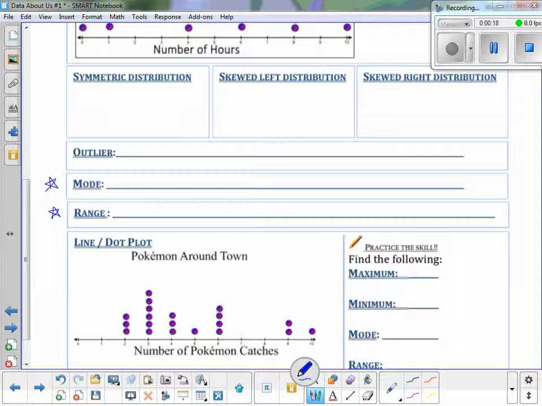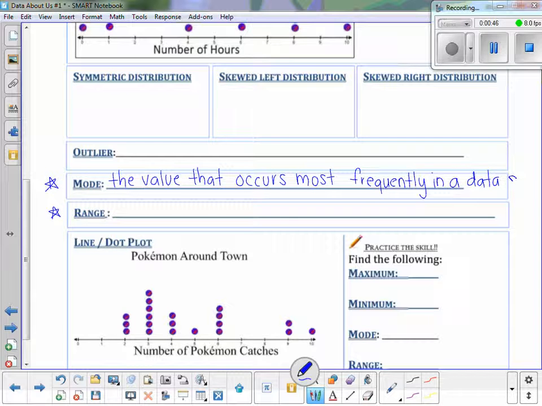The first word that we're going to put in for vocabulary is mode. And this is the value that occurs most frequently in a data set. So when you get all of your data together, it's the one that occurs most frequently. We talked about this a little bit yesterday with our line plot. It was the tallest value.